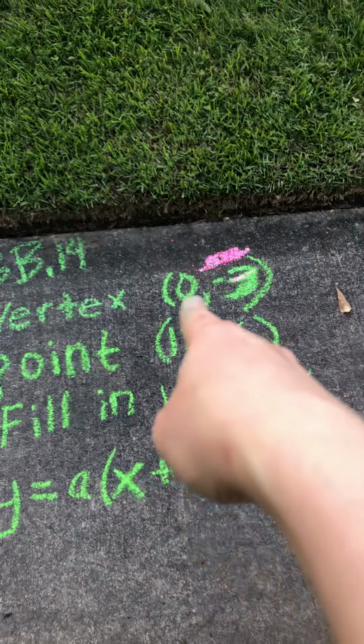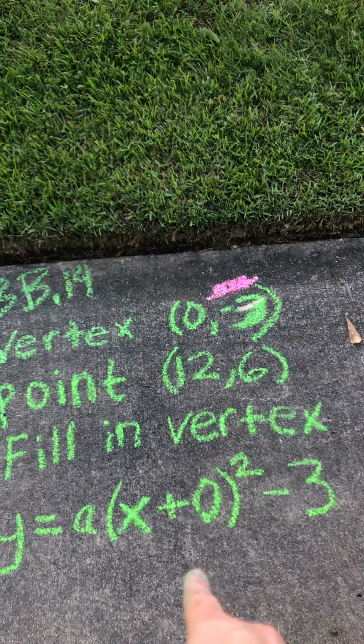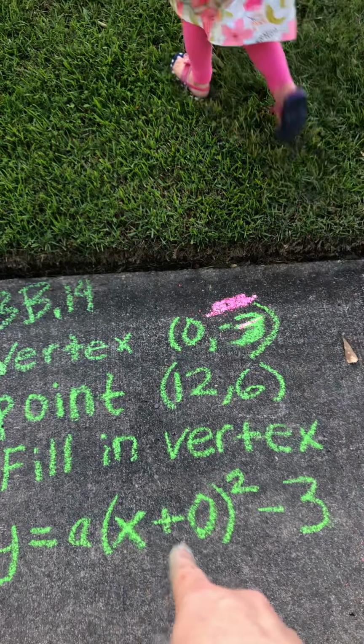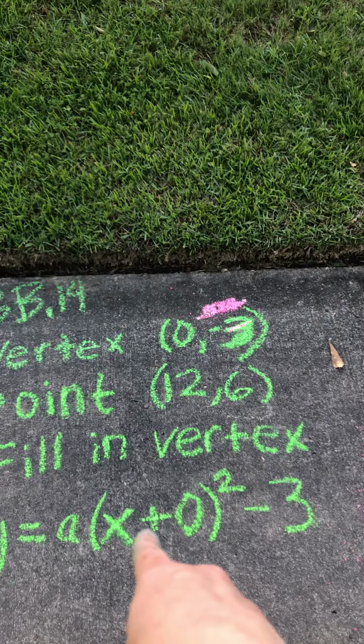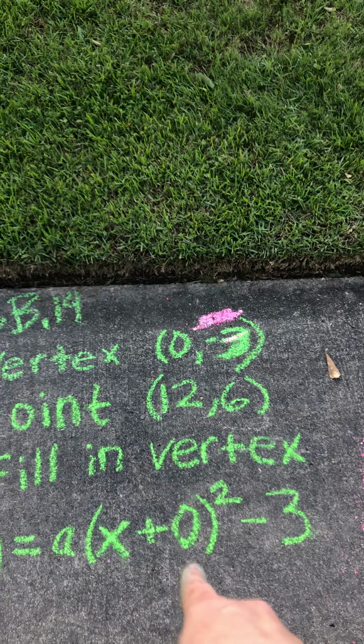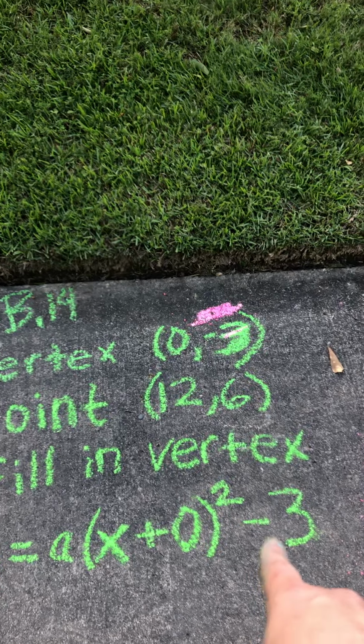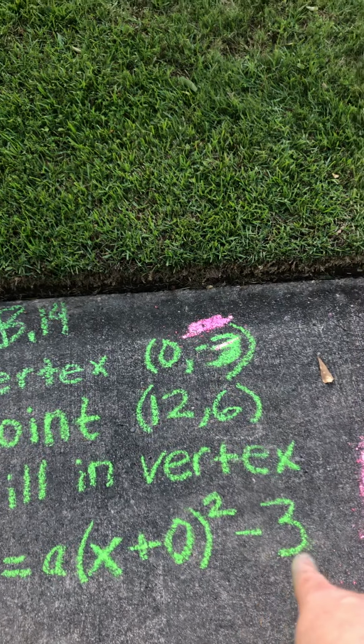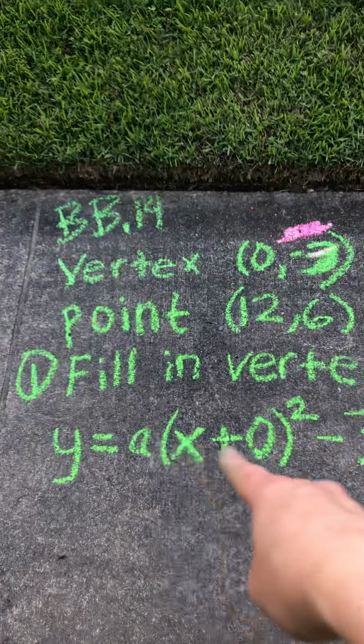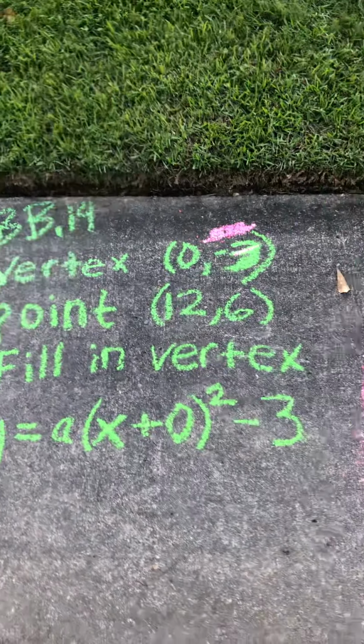So look, the x value of the vertex is 0. Remember, this is supposed to be x minus h right here, so I put plus 0 and then squared, and then I filled in the y value of the vertex right here, which is k, so -3. All right, so step number 1, fill in the vertex, okay?